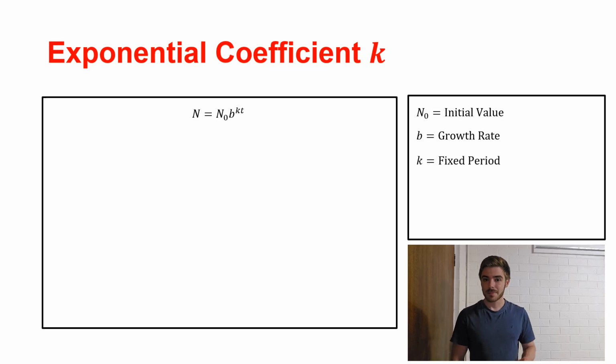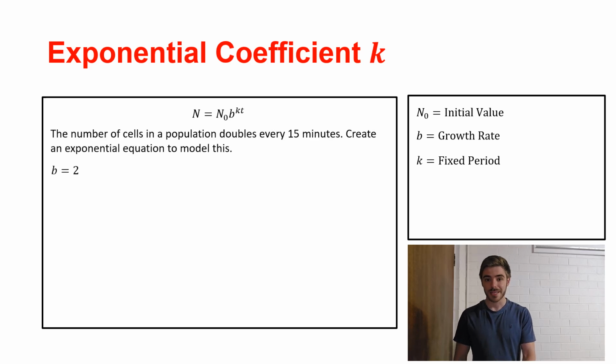It's easiest to think about this coefficient as being responsible for fixed periods of growth. Using the earlier example, if I wanted to double every 15 minutes, then my k value is going to be 1 over 15. To complete the equation, we're just going to assume that our initial value, n0, is equal to 1. Now, let's see what happens every 15 minutes.